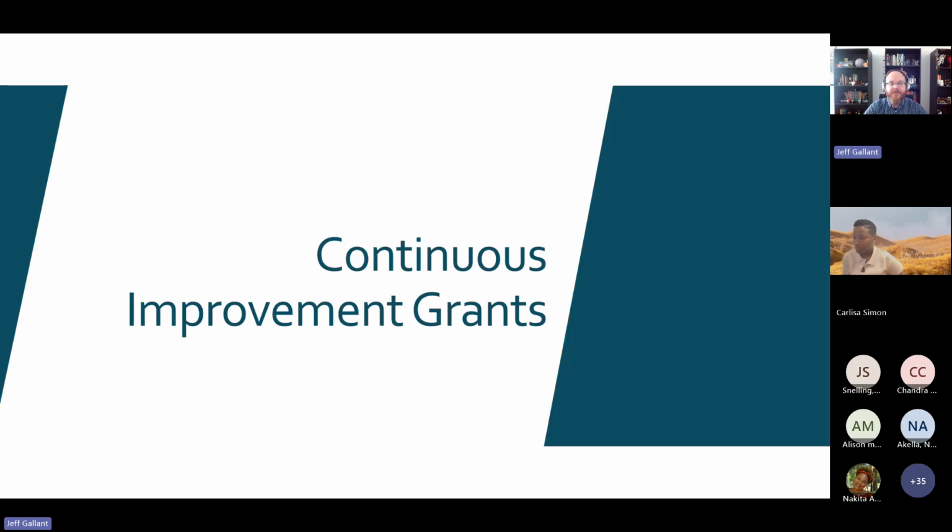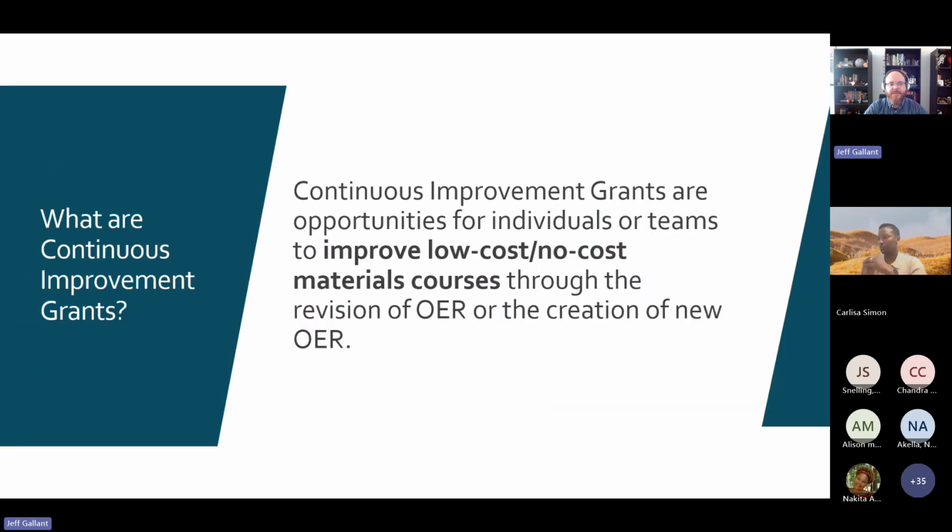Now, for continuous improvement grants, there's a completely different focus. Let's say that you have a no-cost course or a low-cost course already. There's no need to make this big, heavy lift to transform the entire course. But you've got an open textbook that was written in 2012, and things have changed since 2012, and therefore you need to do an entirely updated open textbook.